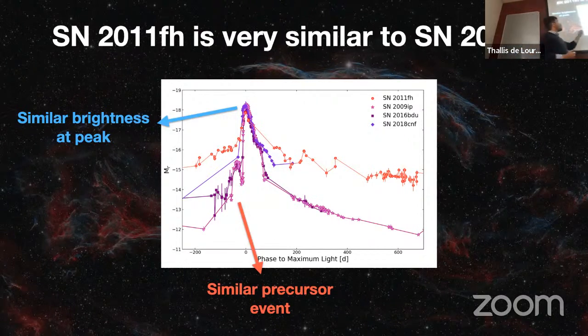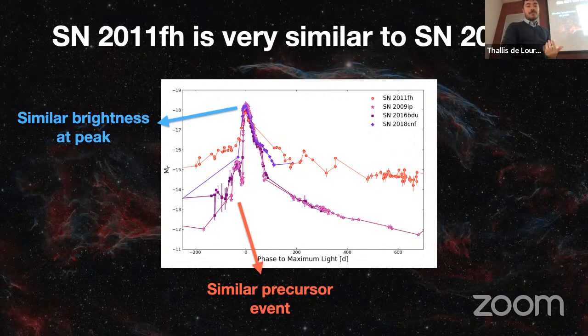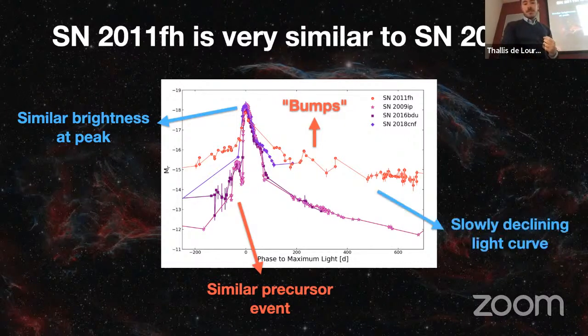So in some cases, they show this very short explosion. And in other cases, such as 2011 FH, they show a brightening of the star in the months before the main eruption. In some cases, we also observe these bumps in the light curve, which is the ejecta interacting with many layers of the circumstellar material, and they all evolve very slowly with time.